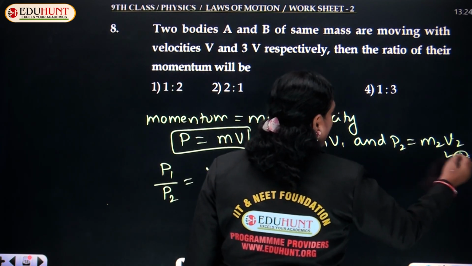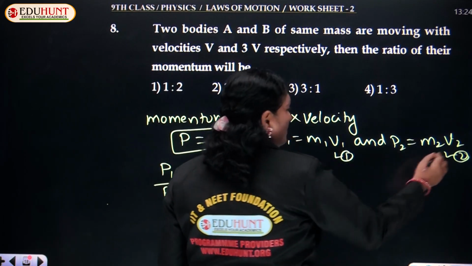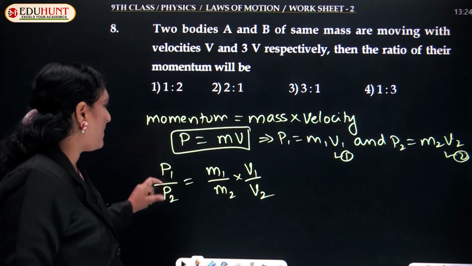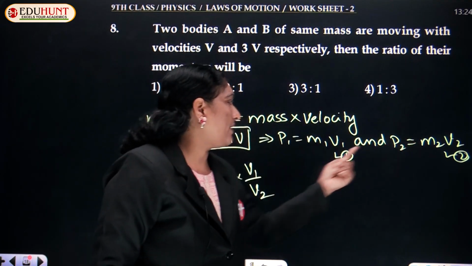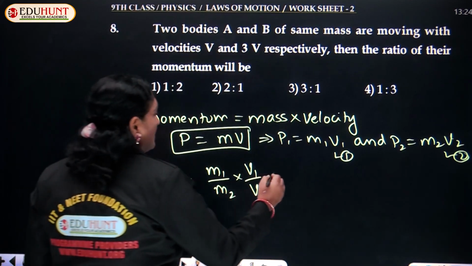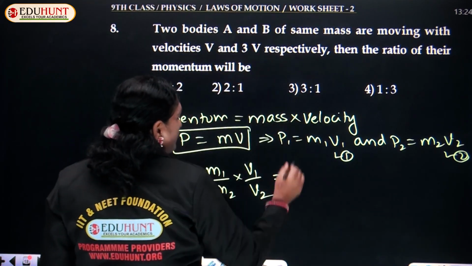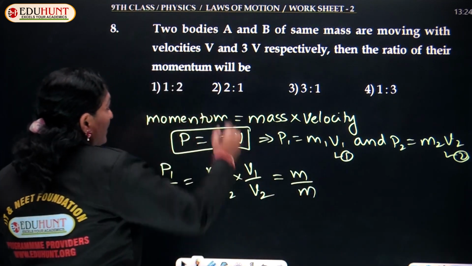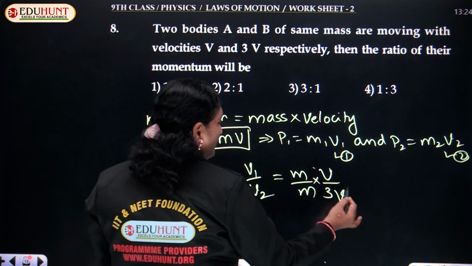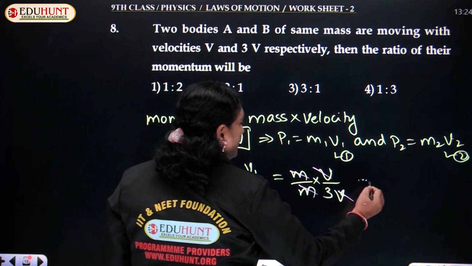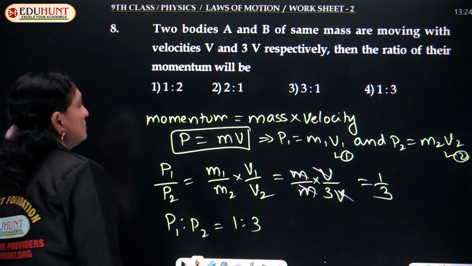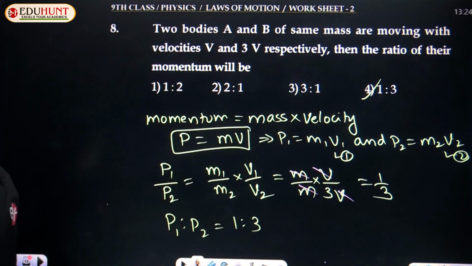So let us divide equation 1 with 2. 1 upon 2. 1 LHS is P1, 2 LHS is P2. P1 by P2. Here you have M1, here you have M2. M1 by M2, V1 by V2. So this is your formula. It asks you to find the ratios of the momentum. So substituting these values, children, how much is the mass given? Same mass. If M1 is M, M2 is also M. What is V1? V1 is given as V and V2 is given as 3V. Simplifying this further, V and V, M and M get cancelled. So you are left with 1 by 3. Therefore, the ratio of momentum is found to be 1:3. Hence, fourth option must be true.